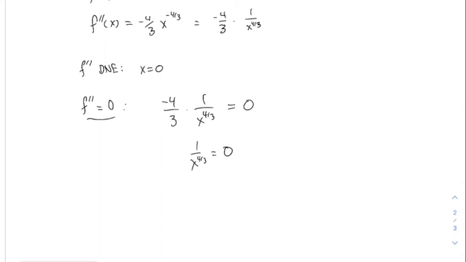What should I do at this point? Well, when we did this a few minutes ago, somebody said, multiply that denominator onto the other side. So if I do that, it says 1 equals x to the 4/3 times 0. I multiply both sides by x to the 4/3, which I guess means 1 equals 0. What does that mean? 1 does not equal 0. So what's your interpretation of all of this?